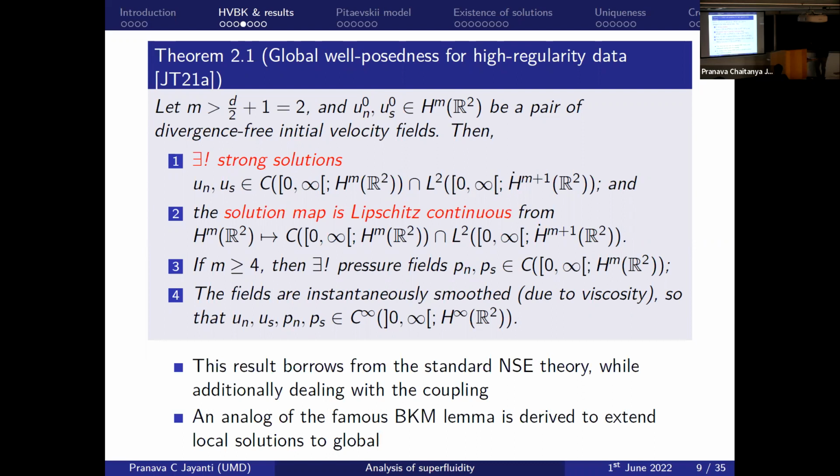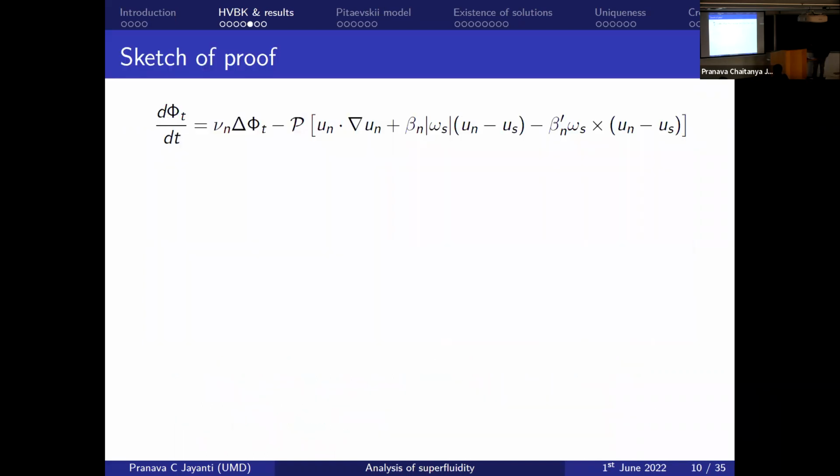The analysis to prove this result borrows from the standard Navier-Stokes theory, but we also have to deal, obviously, with this coupling interaction, right? The idea here is to first establish local well-posedness of the model, and then extend or continue the solutions from local existence to global existence. And for that, we derive an analog of the famous Beale-Kato-Majda theorem in Navier-Stokes theory. So I'm going to give a quick sketch of what this proof looks like.